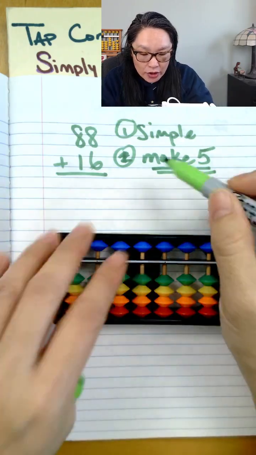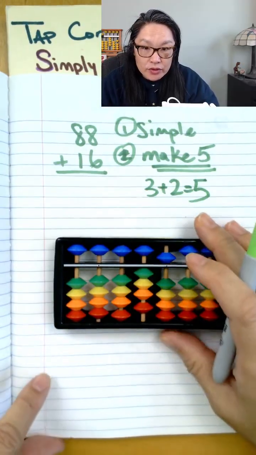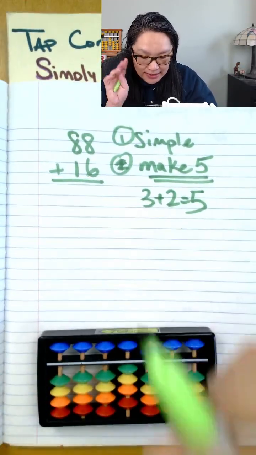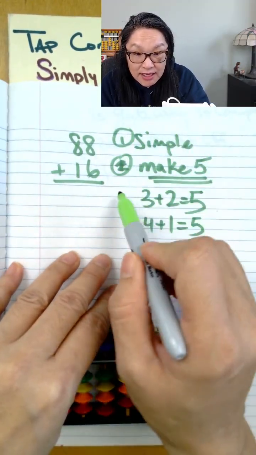So exactly, 3 plus 2 is equal to 5. There's another way. What's another way to make a 5? Yes, exactly. 4 plus 1. Okay, 4 plus 1. That's how you make a 5. So this is step 2.